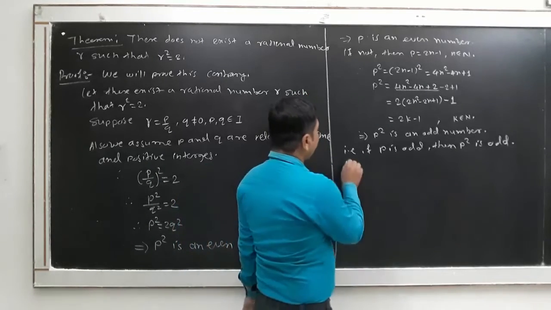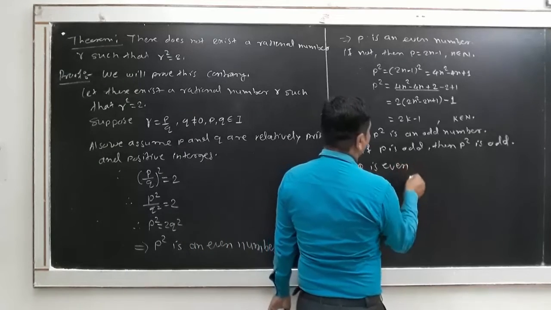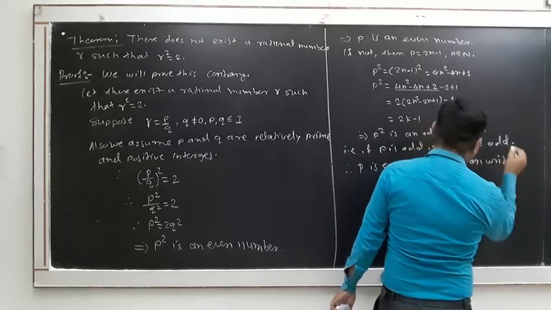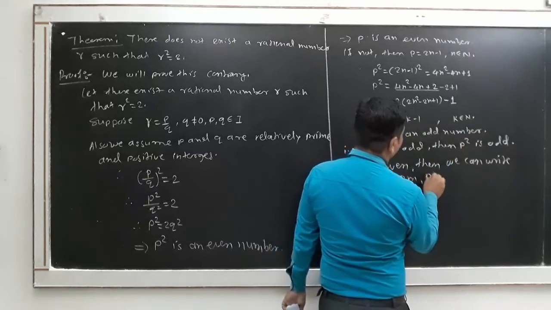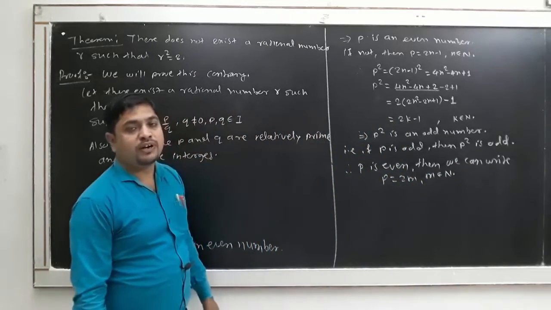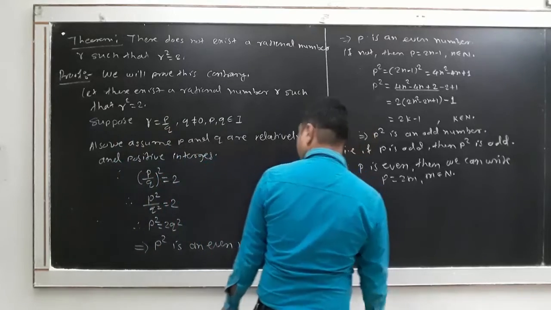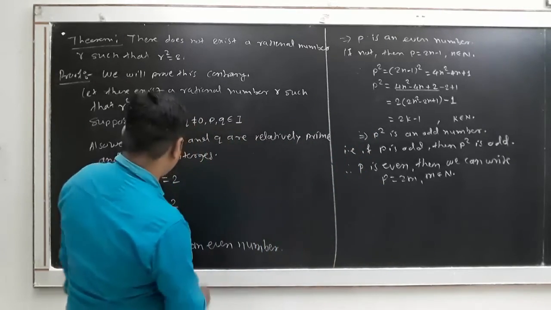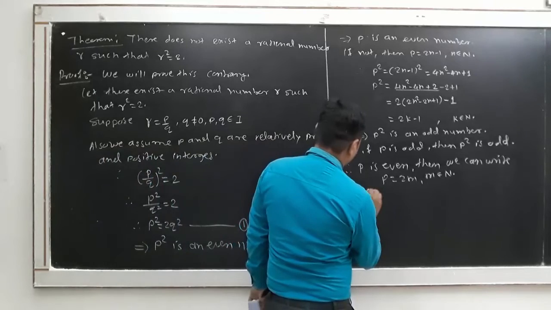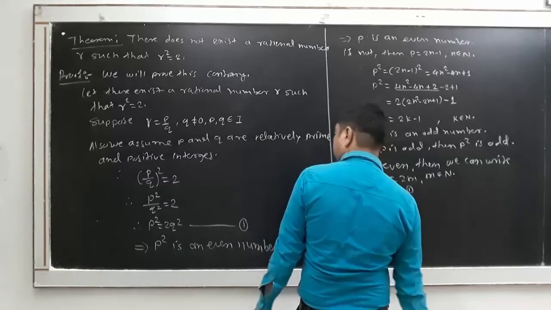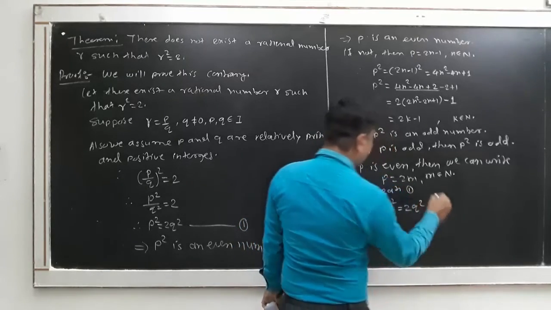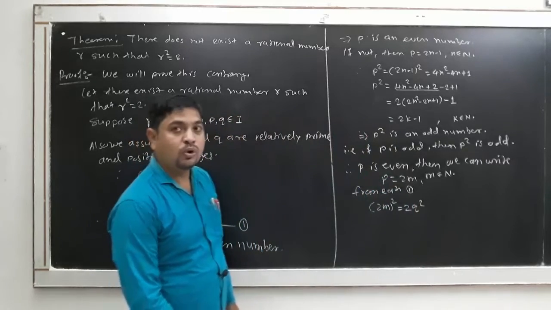Now P is even, so we can write P is equal to 2m, where m belongs to the natural numbers. That is, P is a multiple of 2. Say this is equation number 1. From equation 1, we get (2m) square equal to 2Q square.